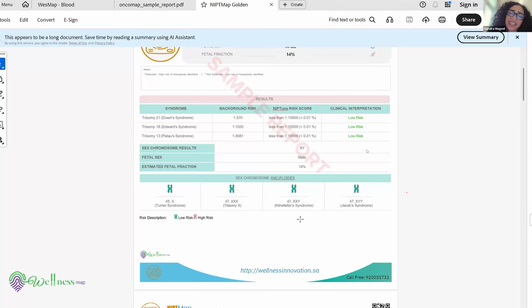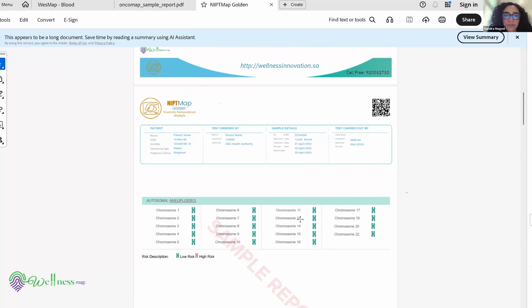And if it is low risk, we're gonna see the chromosomes as green, and if it's high risk, we're gonna see the chromosomes as red. In this specific case, we do not see any red chromosomes, which means nothing was detected.